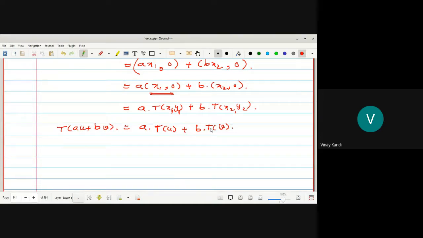Hence T is a linear transformation. Any doubt up to here?